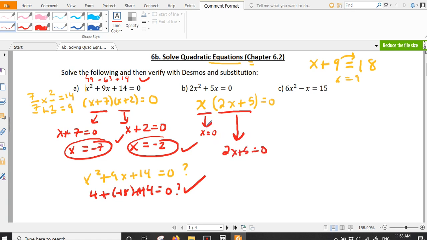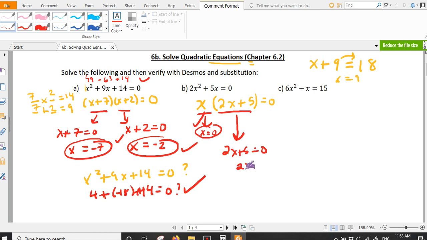Now, why does this make sense for this first solution? Well, if this was 0, then does it matter what this is? No, because 0 times anything is 0. And if I want to check this very quickly, I could. 0 squared is 0. 0 times 2 is 0. 5 times 0 is 0. 0 plus 0 is 0. Okay? Let's check this other solution.